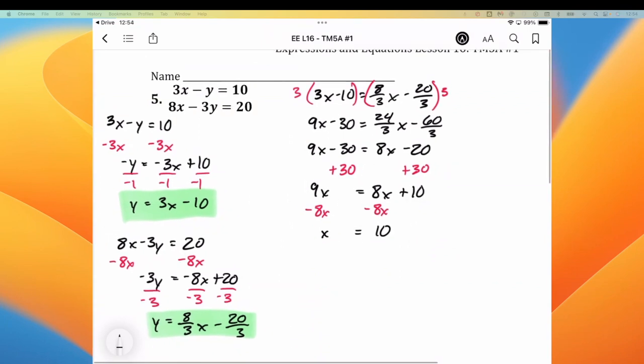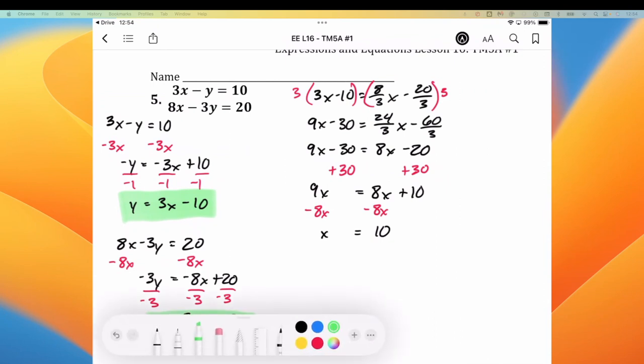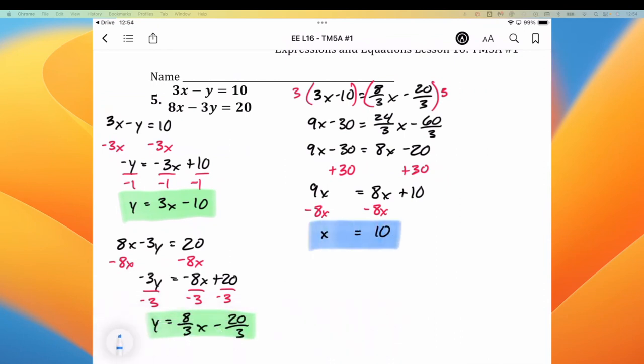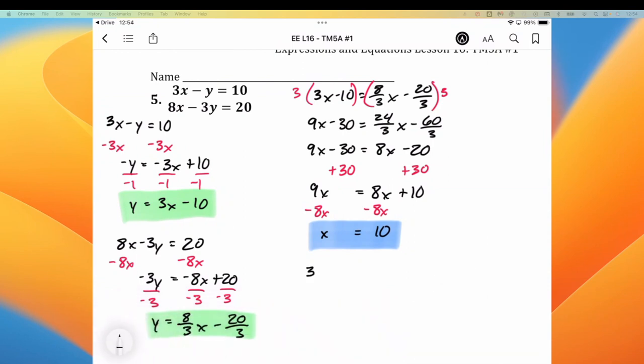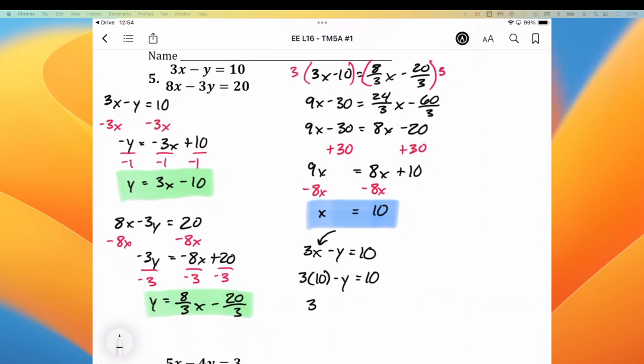And so now we know the x value, and so we can take that x value and put it back into either one of the original equations. And I'm going to see which one to me looks easier. To me, the top one looks easier. So we will go with that one. 3x minus y equals 10. And so we're going to take that x value of 10 and drop it right in there. So 3 times 10 minus y equals 10. And so we're going to get 30 minus y is equal to 10.